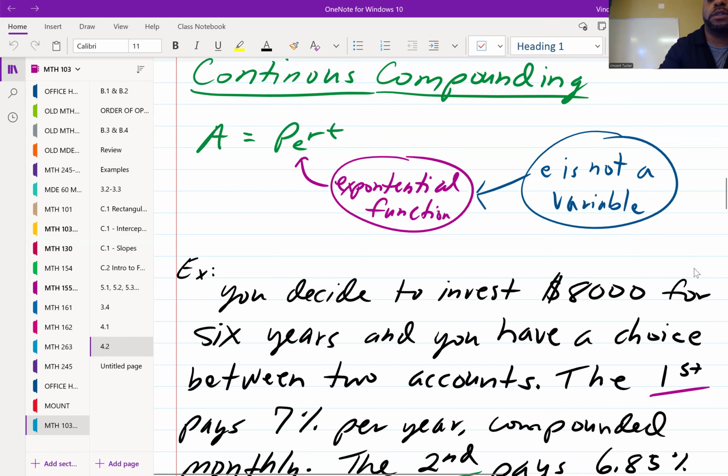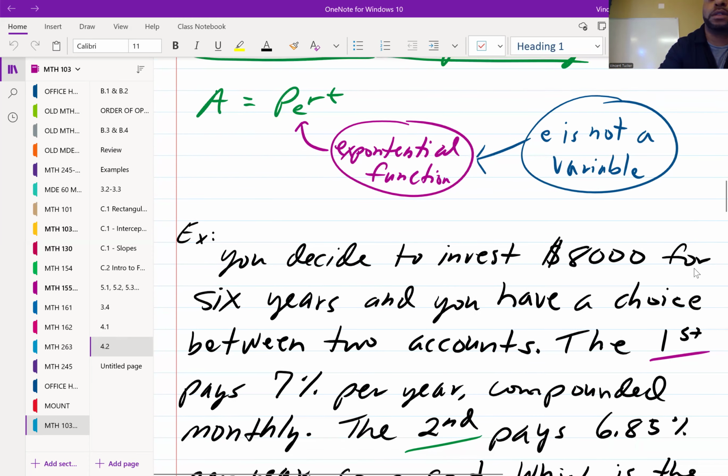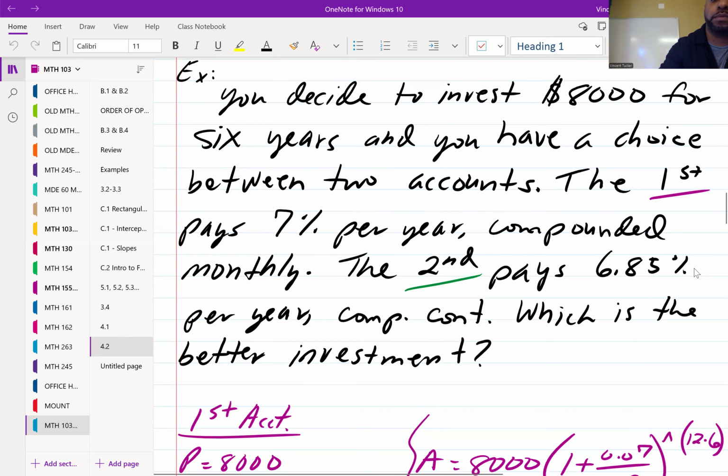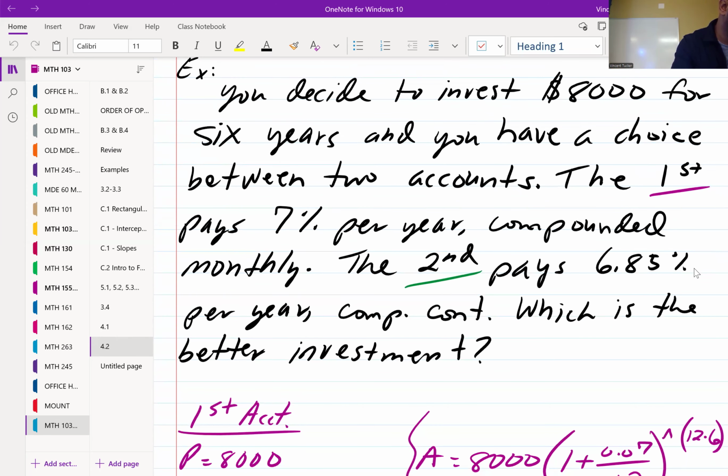All right, are we good on the formula? Very good. We have two different accounts, so that means we're going to do two different calculations. The first one pays 7% per year compounded monthly. The second one pays 6.85% compounded continuously. So not only do we have two different accounts, but we have two different formulas for our two different calculations. One is compounded monthly, so that was the first formula that we were introduced to. The second is compounded continuously, so that's the second formula we were introduced to.